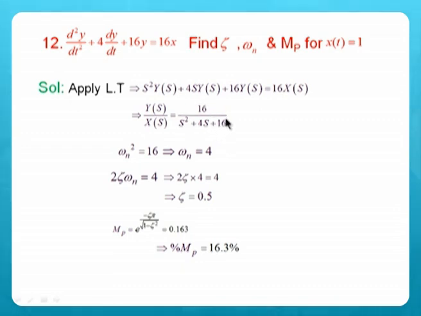This you need to compare with the standard second order system. You get omega n as 4 and zeta as 0.5, and peak overshoot is 16.3%. So this is an underdamped system because zeta equal to 0.5.